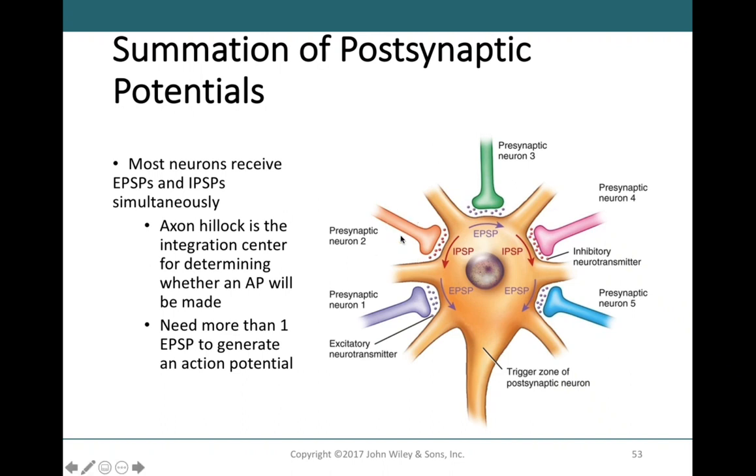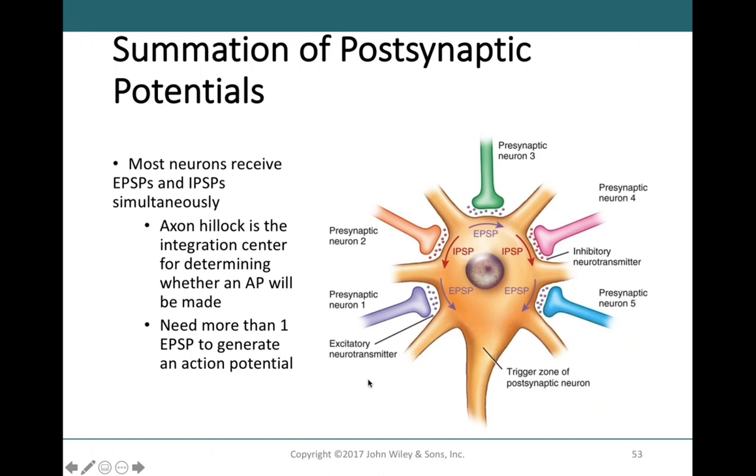And you can see that neuron 2 and neuron 4 are forming inhibitory synapses. So these will contain potassium channels that will make firing an action potential much less likely. So in reality, our postsynaptic neurons are receiving lots of different EPSPs and IPSPs all at the same time. And ultimately, whichever type of signal wins out is what's going to determine whether or not we fire an action potential. And that is going to be decided at the axon hillock, where the axon is arising from our cell body.